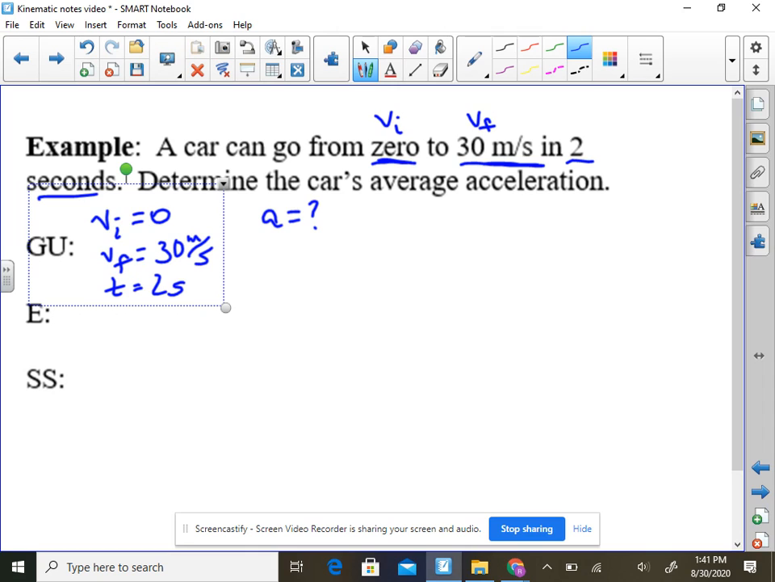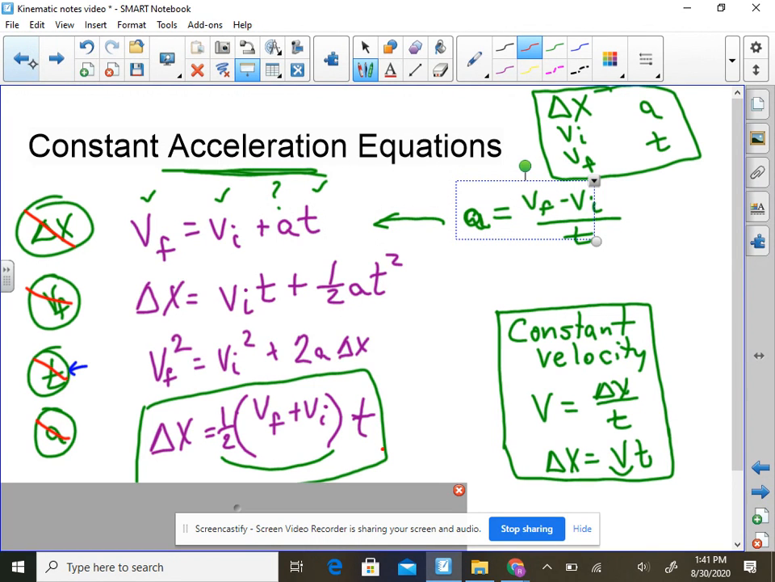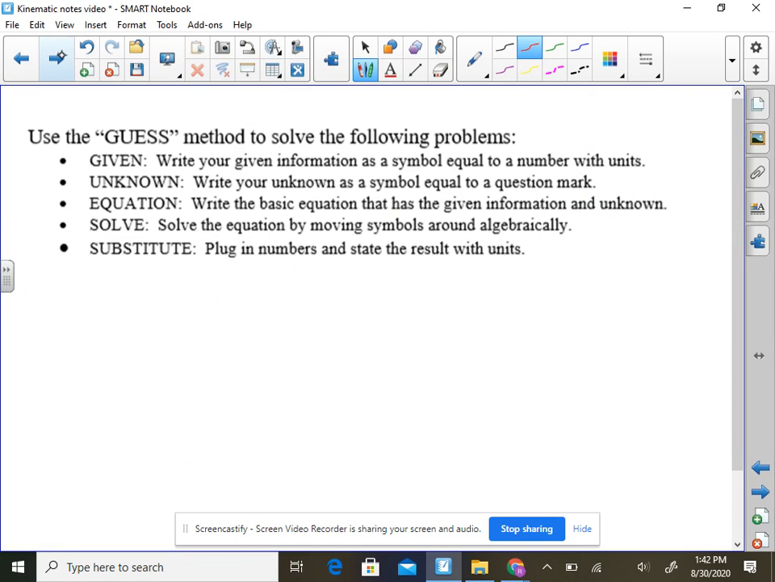So the equation that I want to use when I want these 4 things in it is the equation that does not have or care about displacement. That's the only variable I'm missing. So if I go back to this equation page, let's look at these equations. Which one doesn't care about displacement? If we look at the first one, we have final velocity, initial velocity, and the time. We want to know our acceleration. So this is the equation we want to use.